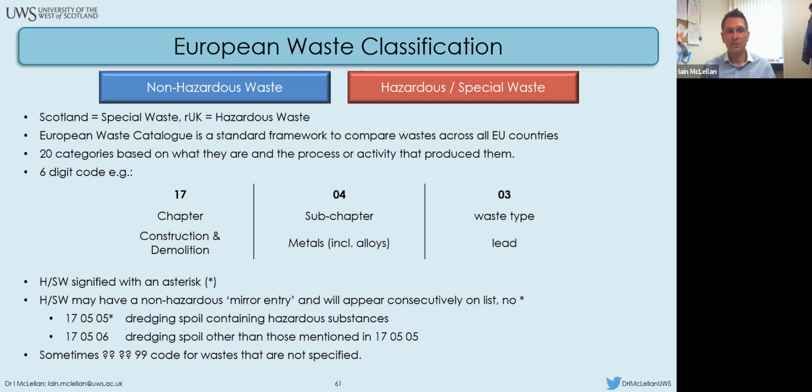Now, if you've got an asterisk, then it's hazardous. So here is an example of dredging spoil containing hazardous substances. It's 17 because it's from construction. It's dredging spoil, so that's 05, and it's got hazardous. So whatever it is, it's 05 with that asterisk. If it's non-hazardous, then that is just 170506. Okay, so if you see an asterisk, it's hazardous waste or special waste if you're north of the border here.